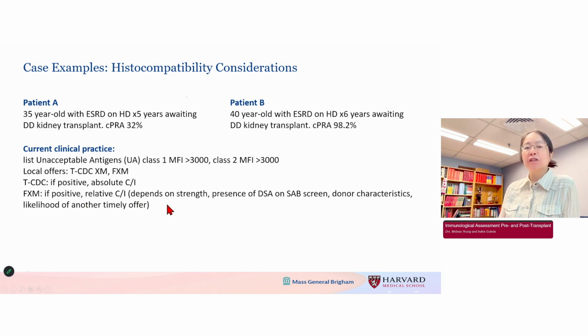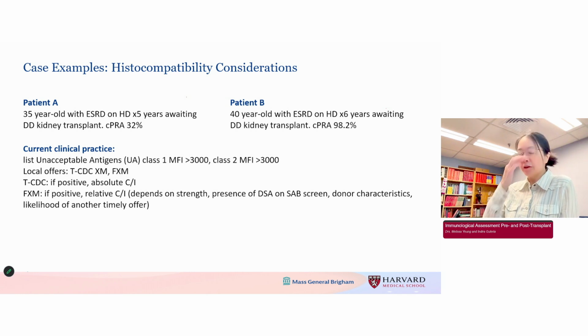The flow cross-match, though, even if it's positive, that's only going to be a relative contraindication. And again, it's going to be dependent on the strength of the cross-match positivity, the presence of the DSA and the strength of the DSA on the antibody screen. It may depend on donor characteristics. So if this is a marginal kidney and all of a sudden you do see already some low-level DSA, then that might not be acceptable as a combination of a risk for that graft.